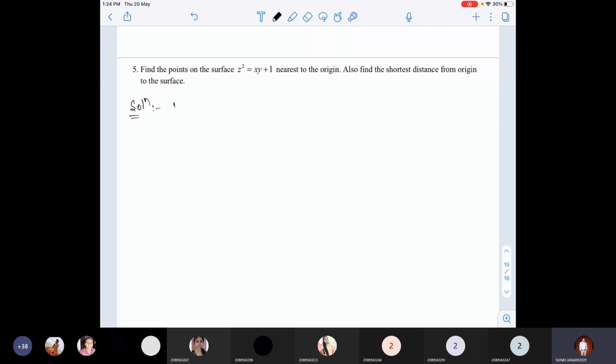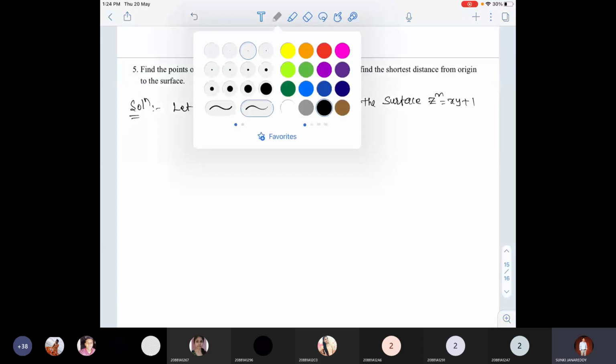Here let P of x comma y comma z be any point on the surface. What is the surface here? z square is equal to xy plus 1. Okay, now that is the surface. Take this one as equation number 1.